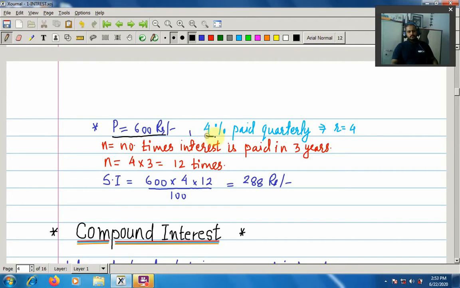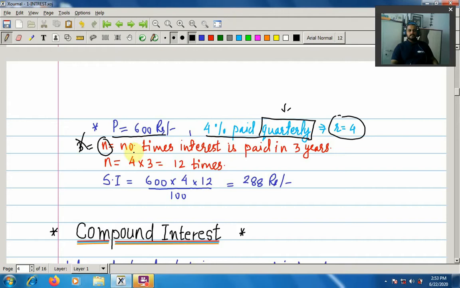But my rate of interest is 4% paid quarterly. This is very important. Keep this in your mind: my interest is paid quarterly, meaning 4 times in a year, and the rate of interest R is 4. So what will be your N? You cannot write N is equal to the number of years. It will be 3, which is wrong.